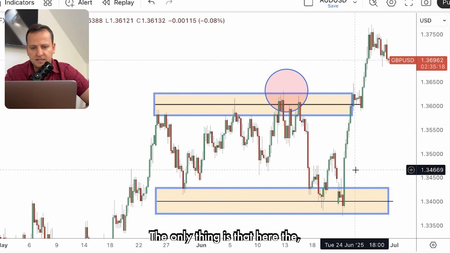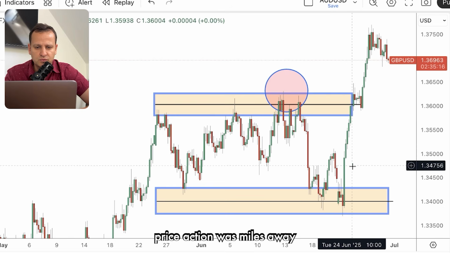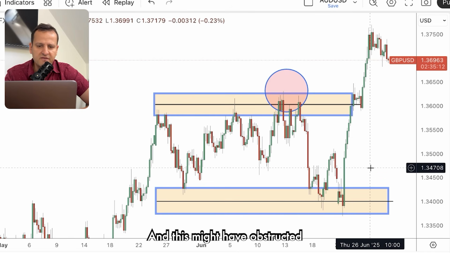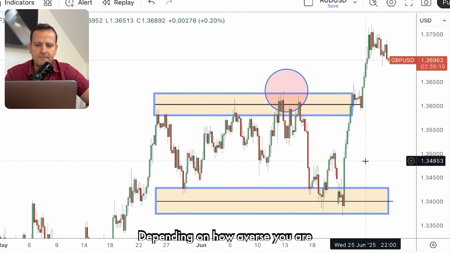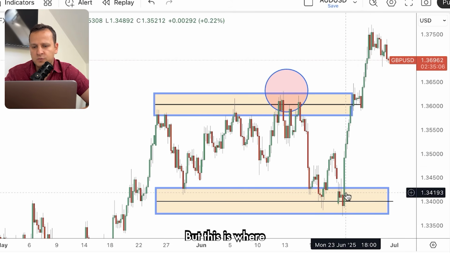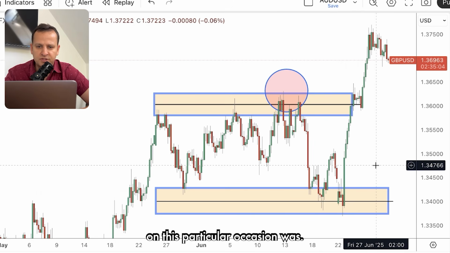The only thing is that here the price action was miles away from where your stop loss should have been, and this might have obstructed you from taking this trade, depending on how averse you are when you're taking your trades. But this is where the signal on this particular occasion was.